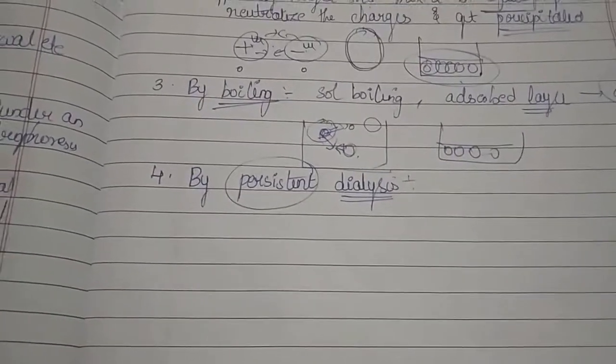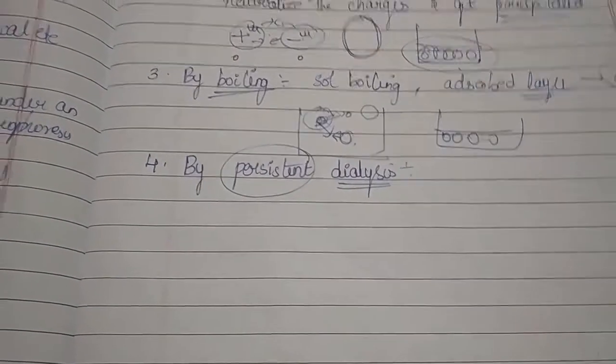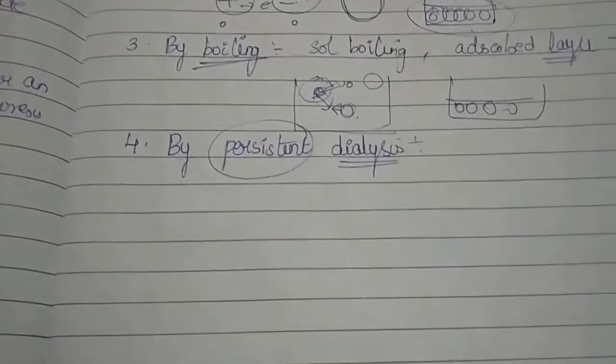But that should be present in a very trace quantity. Then why did we choose dialysis in our purification method? In order to remove certain excess of electrolytes.